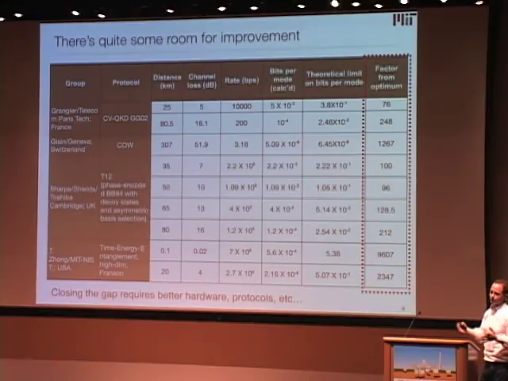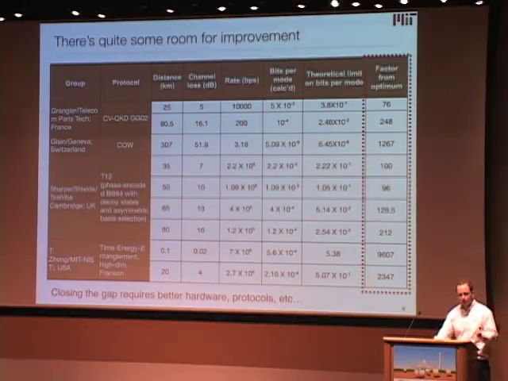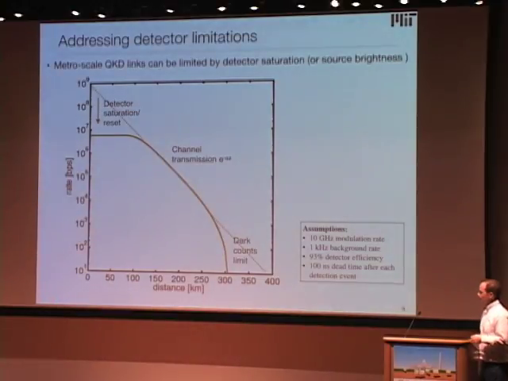And this, of course, has to do with imperfections in the transmitter, in the detectors, probably finite key corrections, and so on. But the point is there's quite a lot of gap that we have to increase the key rates that we can achieve. And so one of these gaps is detector saturation. And here's a typical plot of a QKD system that shows three regimes. One, in the low loss limit, you're typically limited by how fast your detector can reset itself.